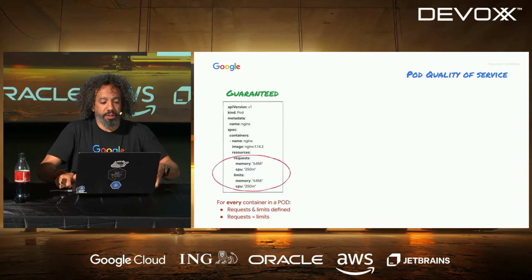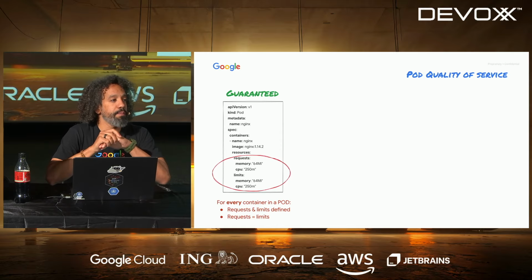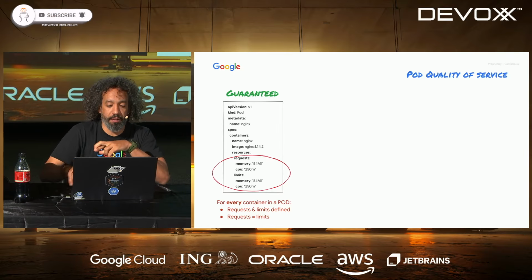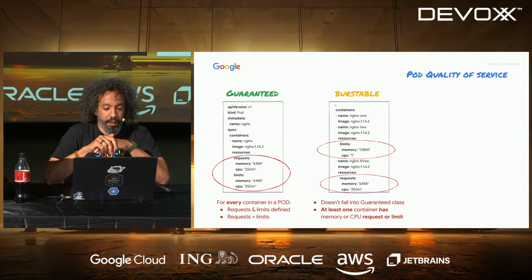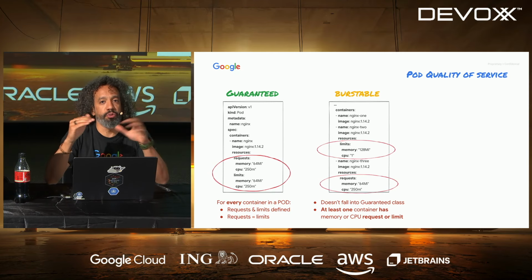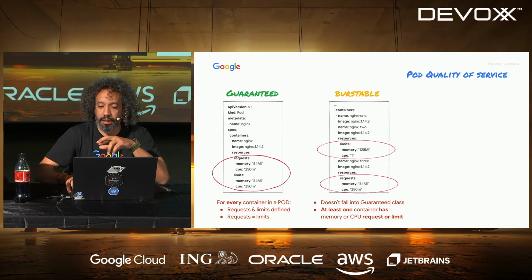Guaranteed is essentially when you set your pod requests and limits to be the same. This essentially tells Kubernetes, set this amount of resources, and the node will guarantee that those amount of resources will be available for you. Burstable is when you don't set limits, you just have requests. Essentially, in this case, Kubernetes will allow you to burst or use up the resources on the node up to how much is available on that particular node.